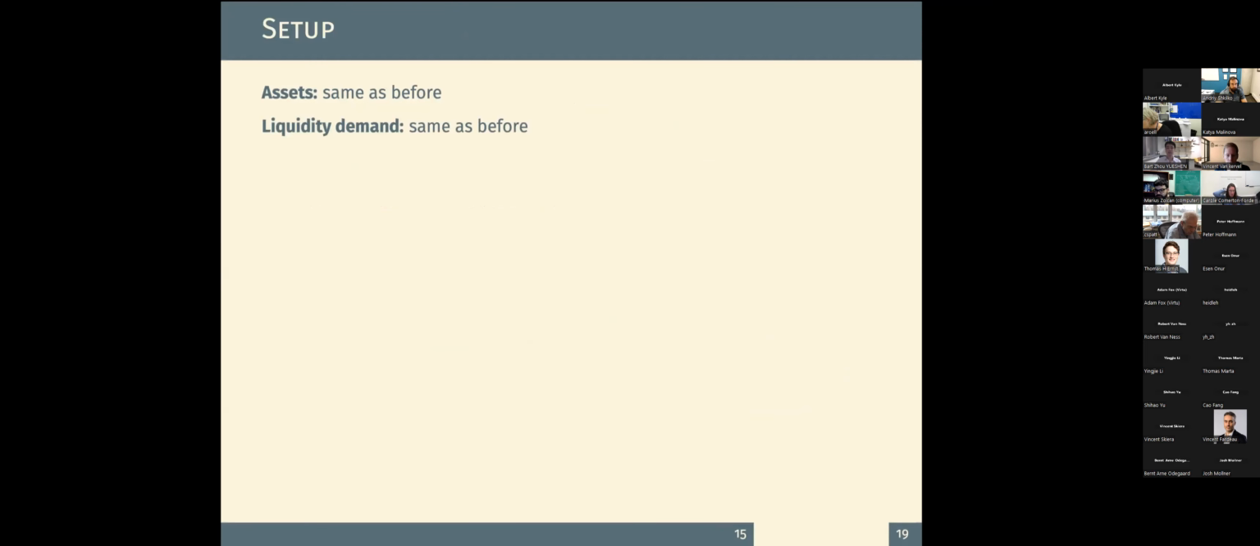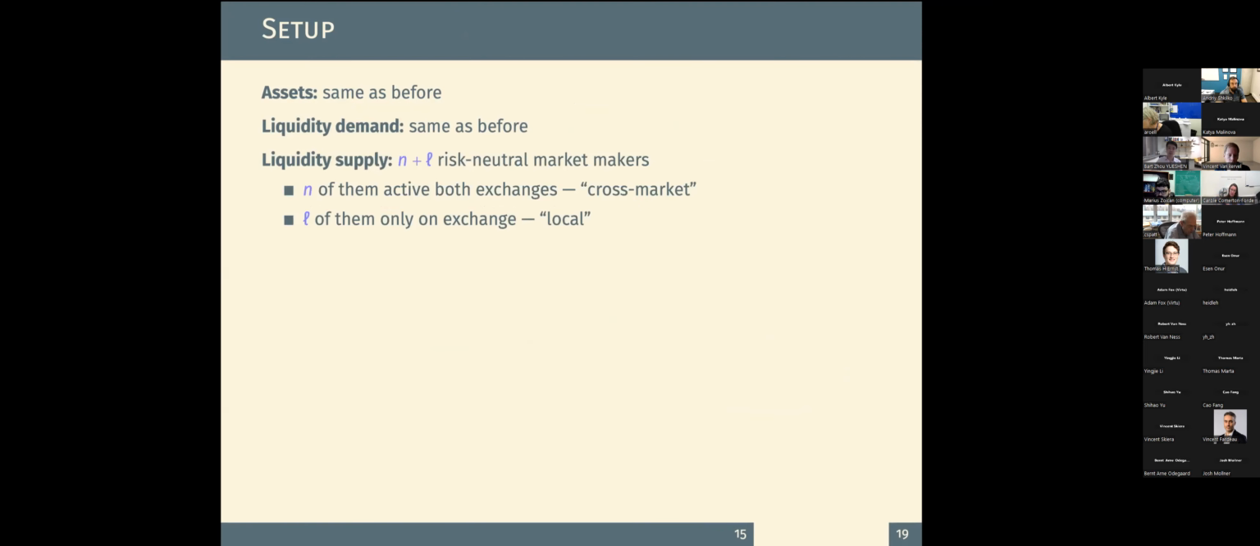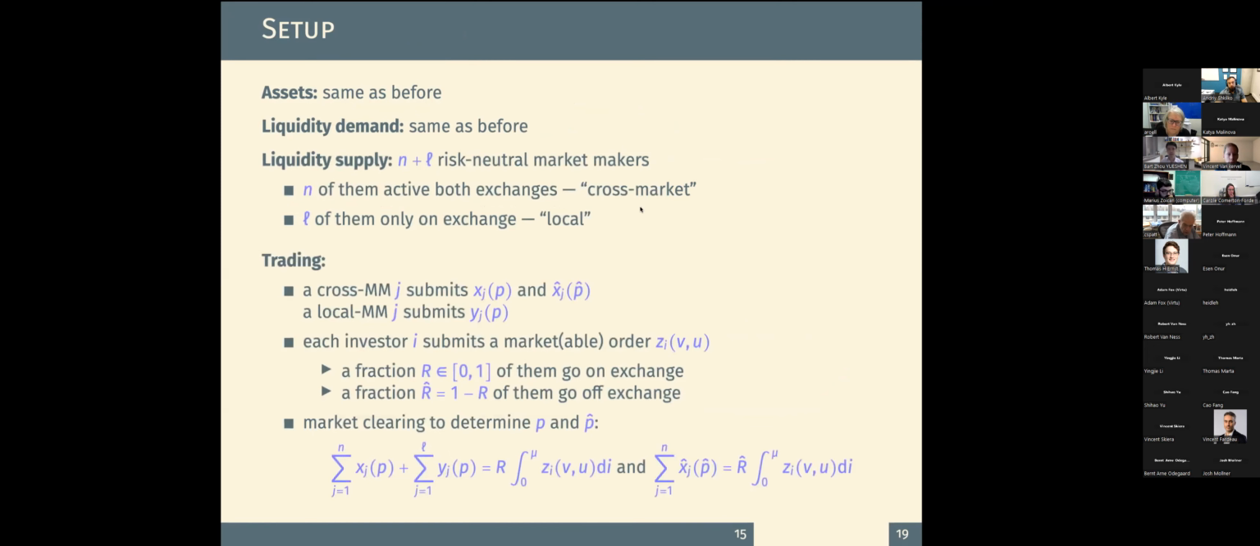All right. The setup is more or less the same as before. The only difference is that we now have N plus L total market makers. N of them are active on both exchanges. They are the cross market makers, and L of them are local. They're only on the exchange. And trading is, again, very similar to before. The cross market maker supplies two schedules, XJ on exchange and XJ hat off exchange. Local market makers only supply liquidity on the exchange. So they supply the schedule YJ.